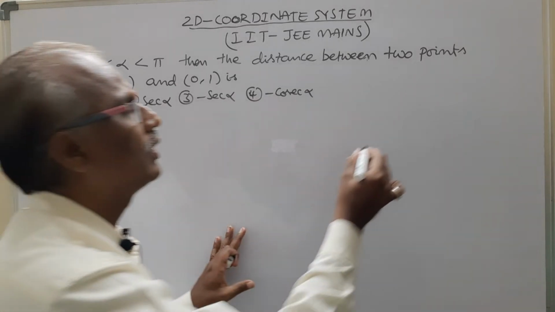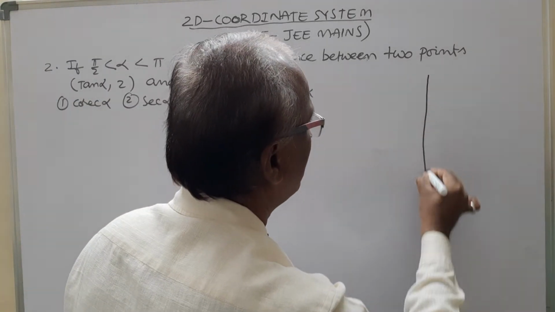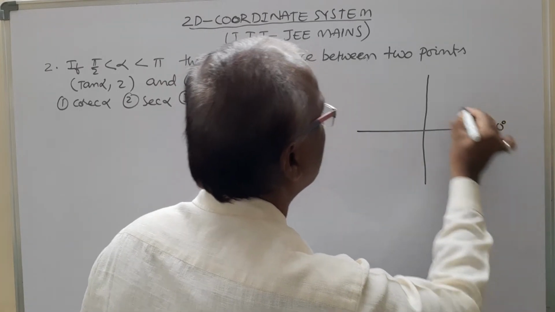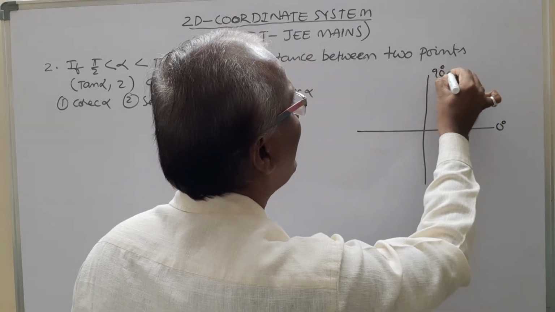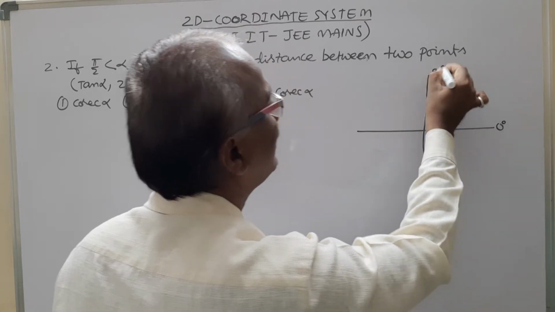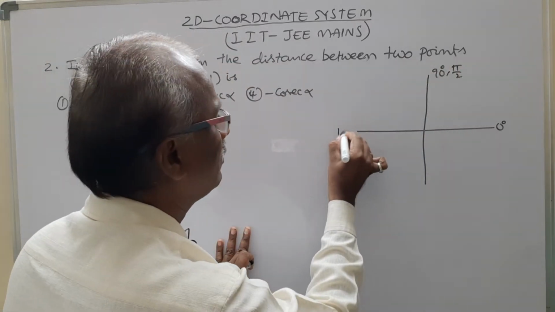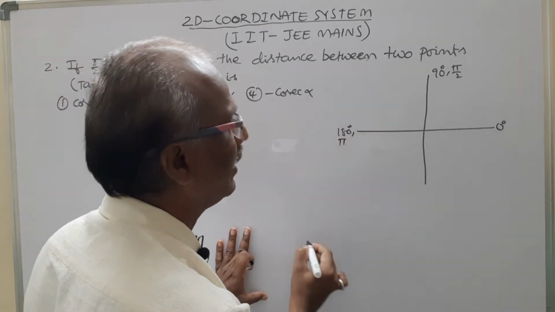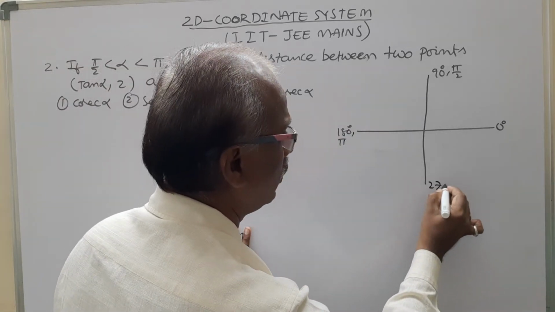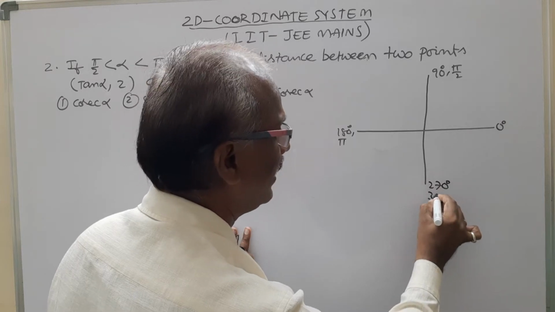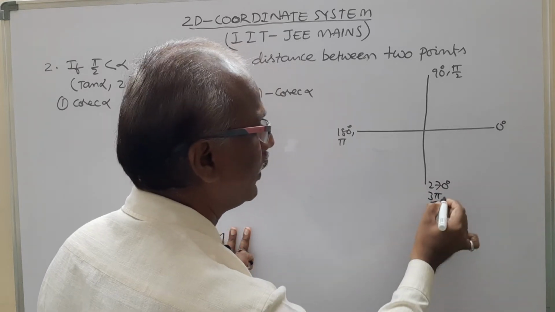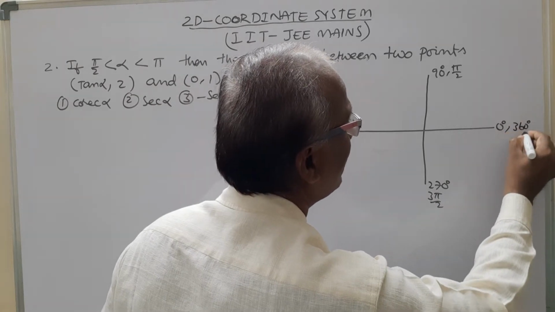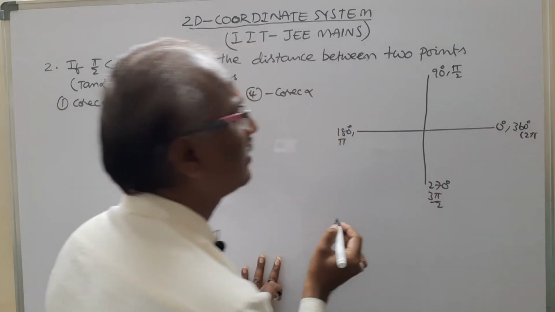Observe that in the quadrant system, this is 0 degree, this is 90 degree. In radians, 90 degree is equal to pi by 2. This is 180 degree, in radians pi radians. This is 270 degree, 3 pi by 2 radians. And this is 360 degree, which in radians is 2 pi radians.